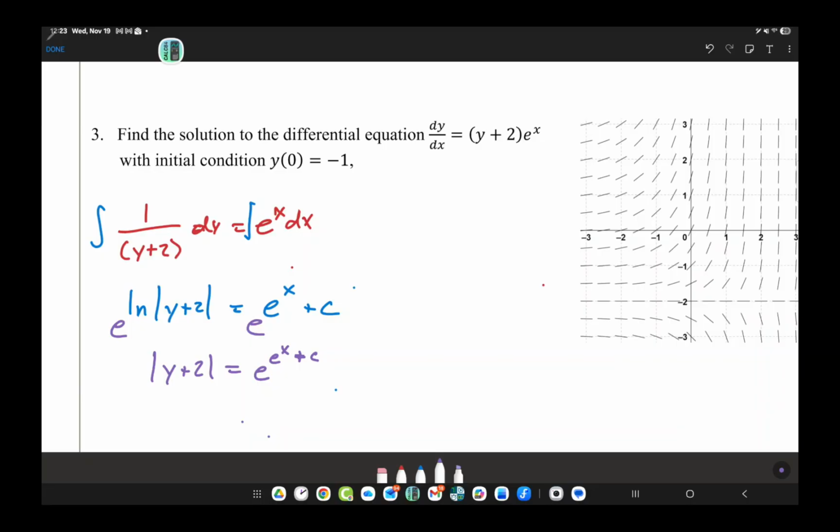So go ahead and plug in the 0 and the 1. Well, what am I supposed to do with this? What's going to happen with that? So that's the value of y plus 2 is equal to c e to the x.